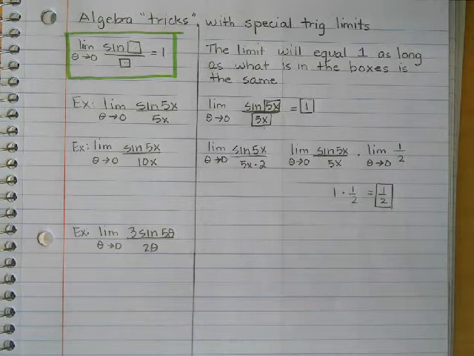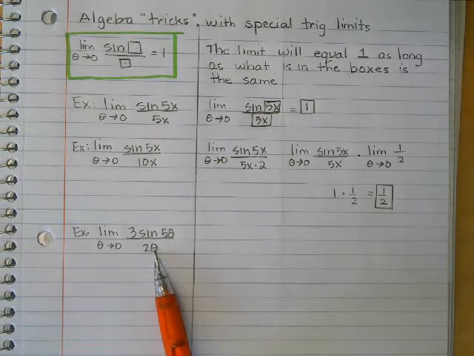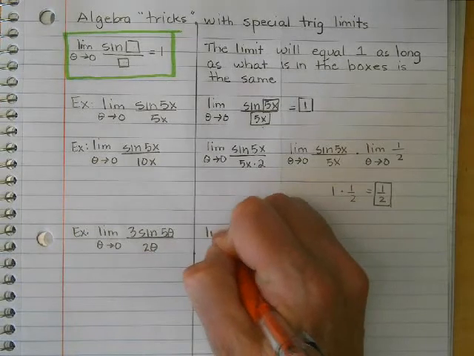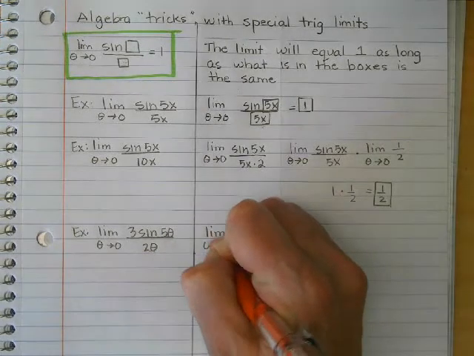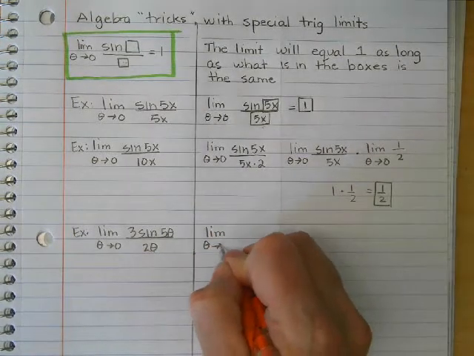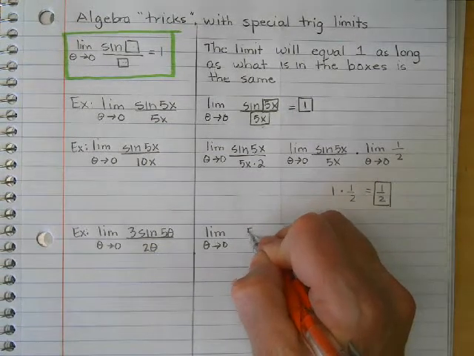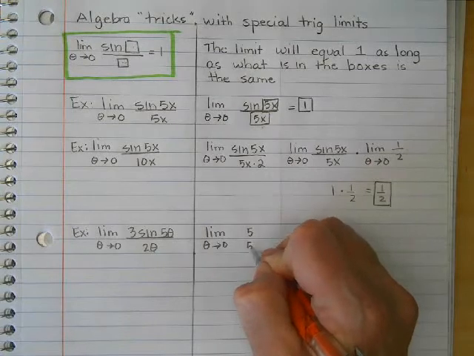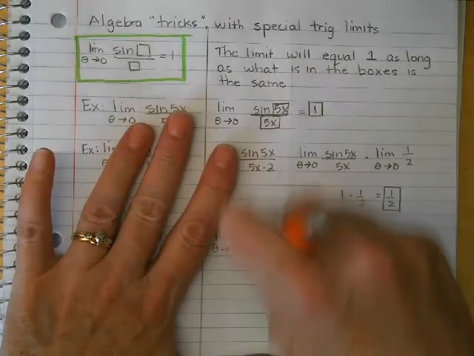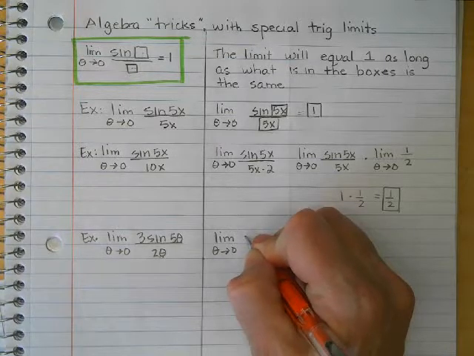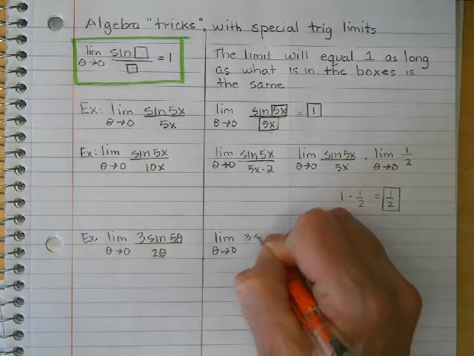If we had a 5 theta down here, we'd be in business, right? Because then we could do our thing. So watch what I'm going to do to make that happen. How about if I just multiply the top and the bottom by 5? I guess I didn't need a big space there. Actually, let me put it on the other side.